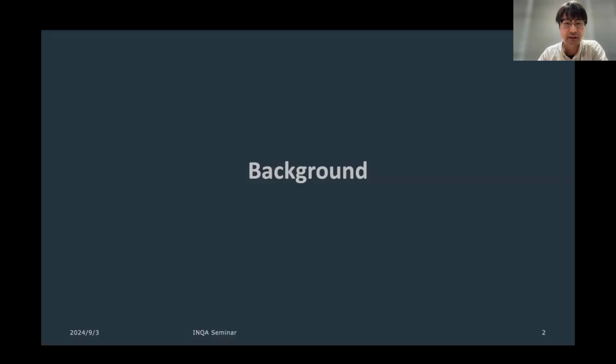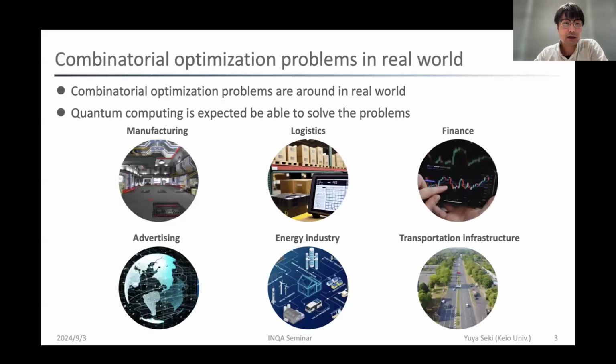Okay, let me start with the background of my research. As you know, there are a lot of combinatorial optimization problems around us. For example, in the field of manufacturing, it is required to manage computational machine time to maximize the performance of the factory and manufacturer. And in the field of logistics, it is required to minimize the cost for the delivery. And in the field of finance, portfolio optimization is a combinatorial optimization problem.